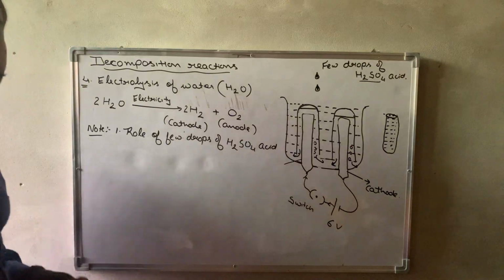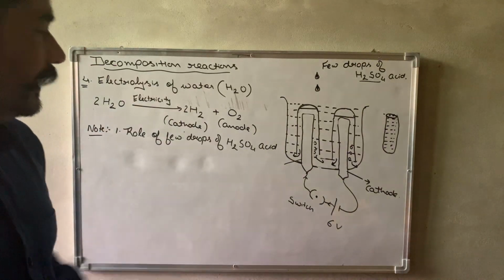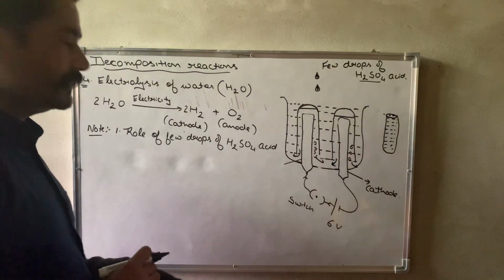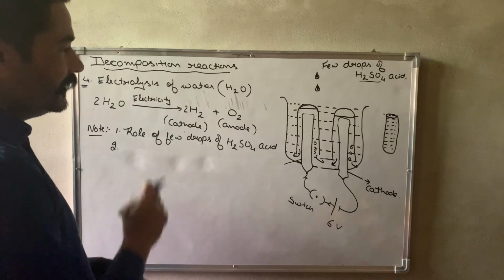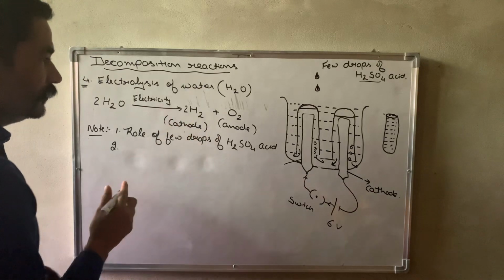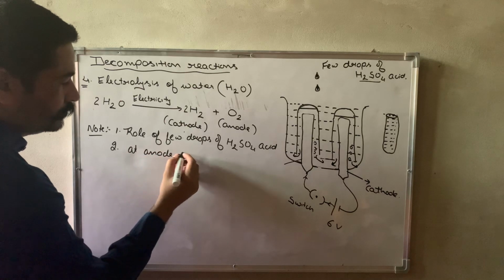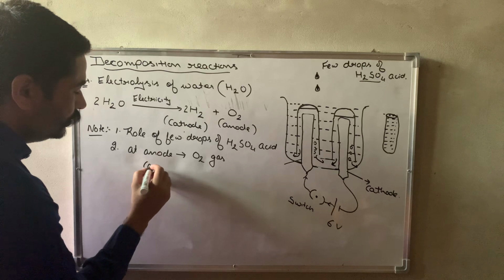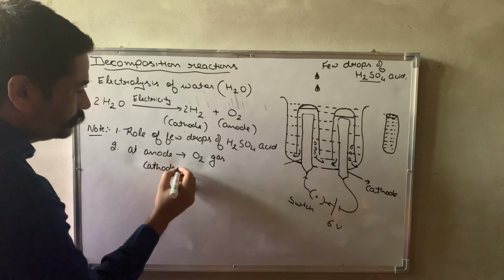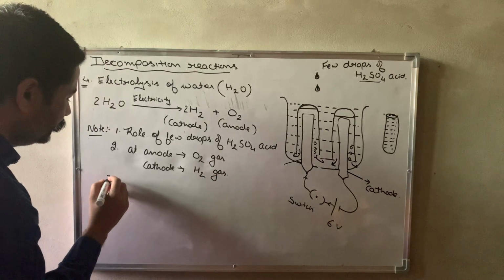So mainly the question is asked why we add a few drops of sulfuric acid before starting the activity. That I told you, to make the water conducting. And second thing, which gas is formed at anode and which gas is formed at cathode. That I already told you. At anode, oxygen gas is formed, and at cathode, hydrogen gas is formed.